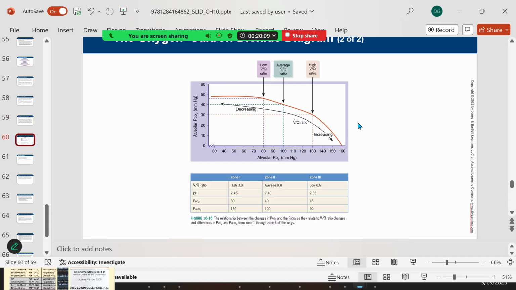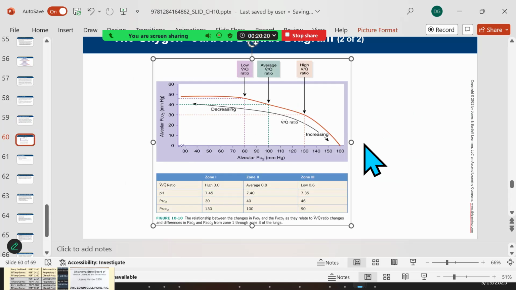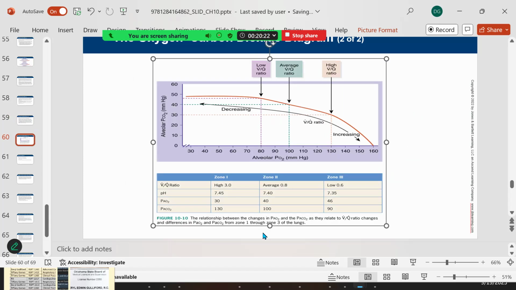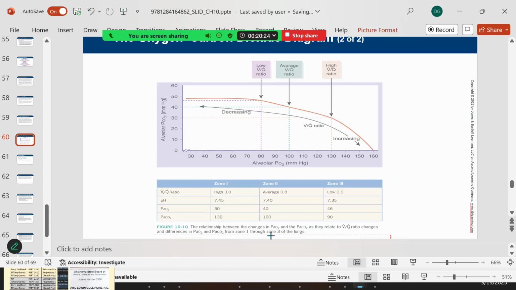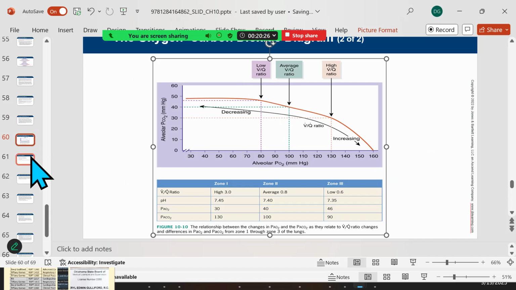This is showing you alveolar CO2 and O2 on one graphic. That's an interesting graphic because it shows you how the VQ matching impacts ventilation and oxygenation. That's a pretty useful little graphic. Look, as the alveolar PO2 gets higher, the alveolar CO2 gets lower.